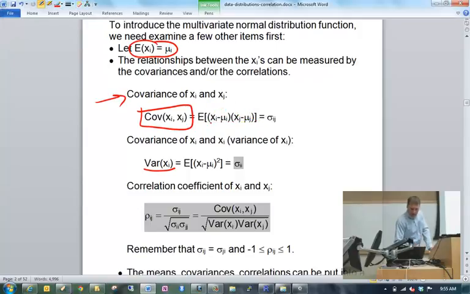It does not matter which you do first here, if you work with the i's or the j's. It's like saying 2 times 3 is equal to 3 times 2. You get the same thing. So sigma sub ij will be equal to sigma sub ji as well.